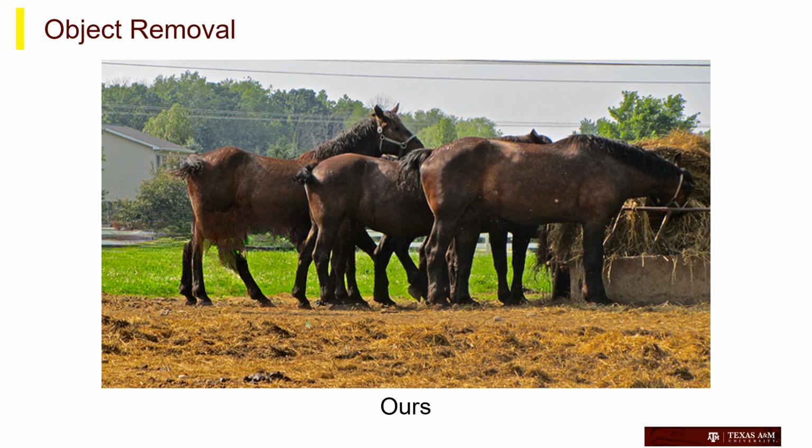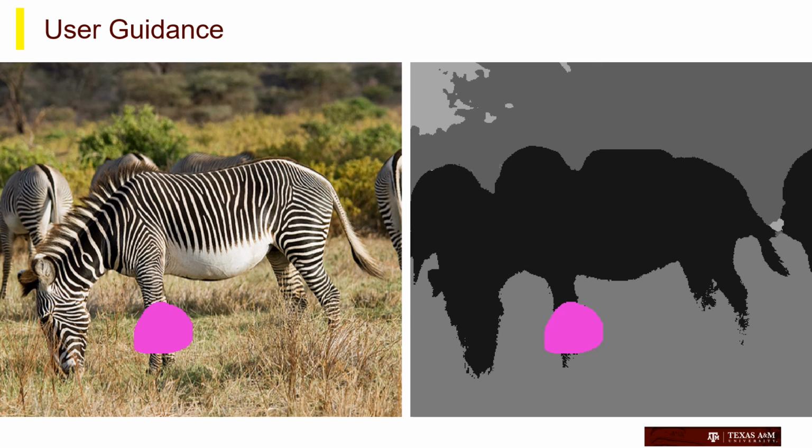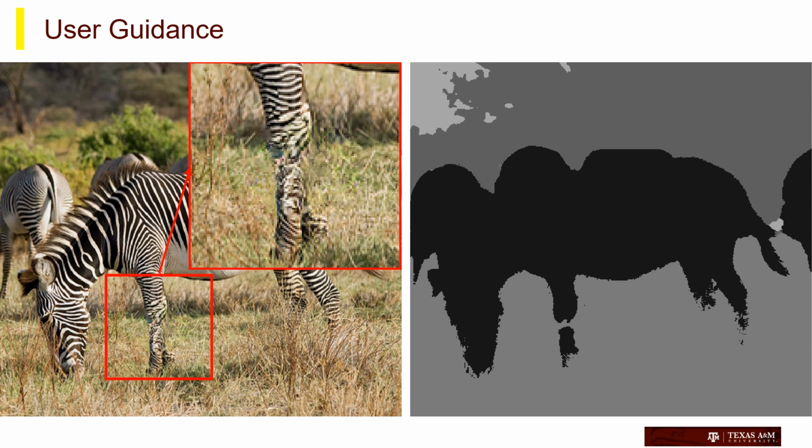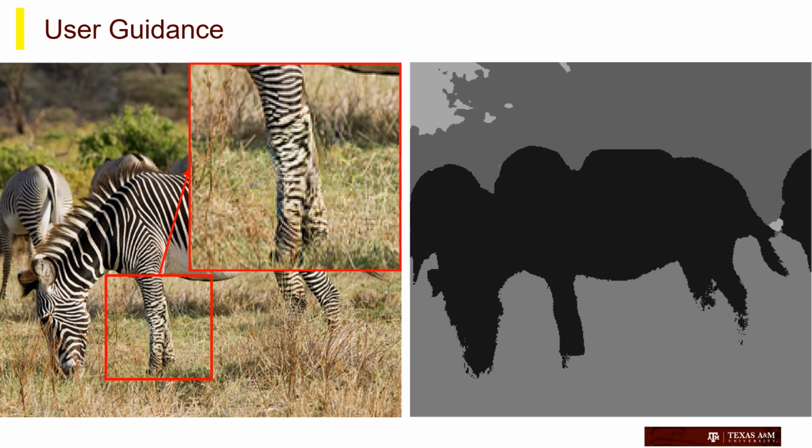Next, we show an example of user interaction. In this example, the user manually edits the estimated semantic map to obtain the desired results. Although our automatically generated results are reasonable, with additional user guidance where the user manually edits the semantic map, our method is able to improve the shape of the legs and the stripe patterns.